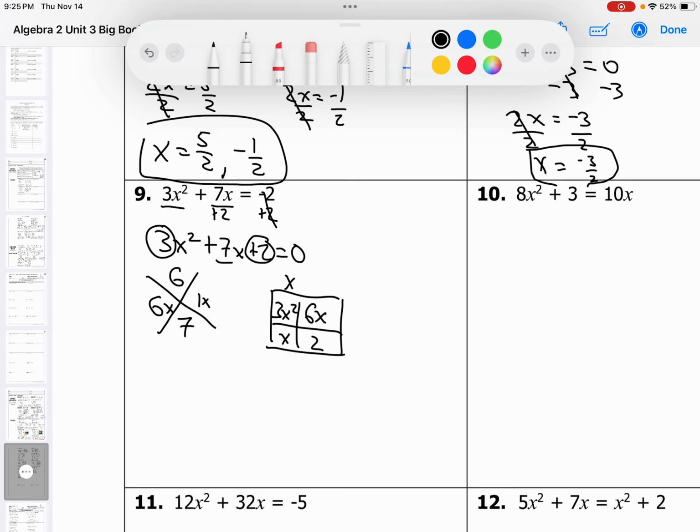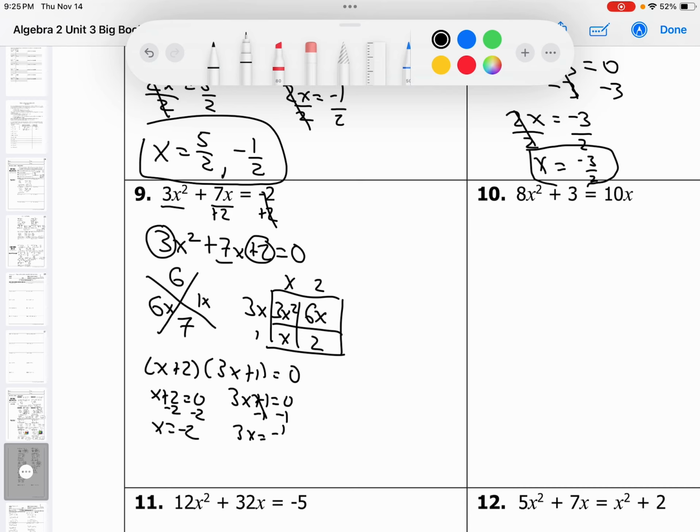3x squared and x would have x in common, and 6x and 2 would have 2 in common. So my first factor will be x plus 2. For 3x squared and 6x, those would have 3x in common, and x and 2 would have 1 in common. So 3x plus 1 will be my other factor. For x plus 2, that is going to give me that x equals negative 2. And for 3x plus 1, this is going to give me that x equals negative 1/3. So we have x equals negative 2 and negative 1/3.